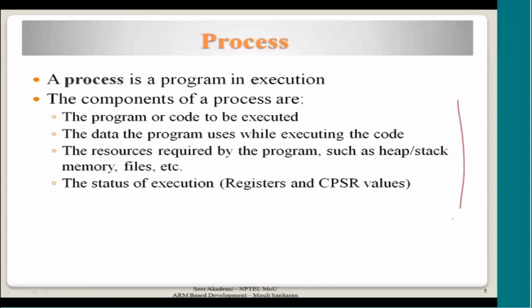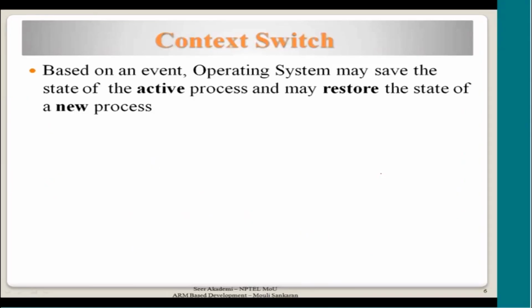Okay, so these are the contents to be concerned with a particular process. Based on an event, and I'll tell you the possible events, the OS may save the state of the active process and may restore the state of a new process. It normally saves in the OS system area where it maintains the context of each of the processes in the system. Because only the OS knows which process is running, which processes are residing in memory as background jobs, and what state each is in.